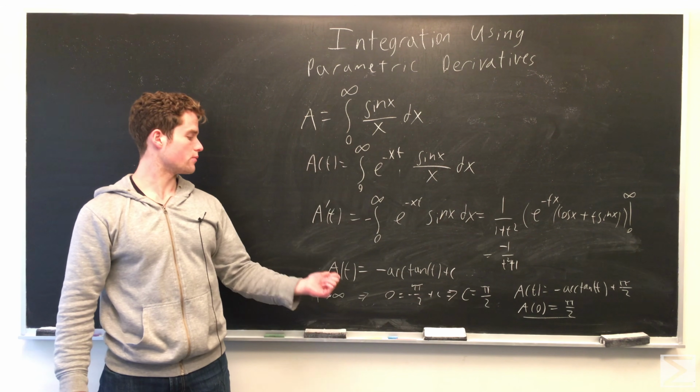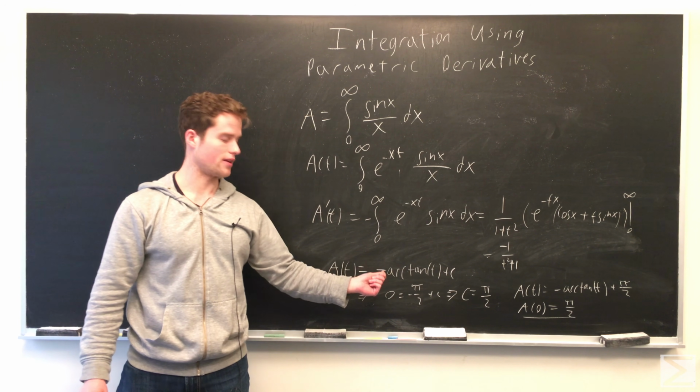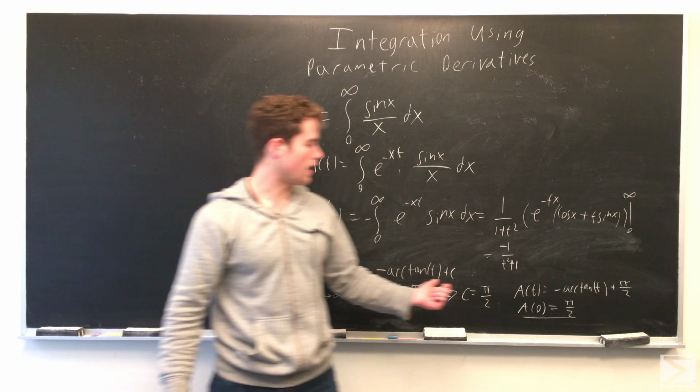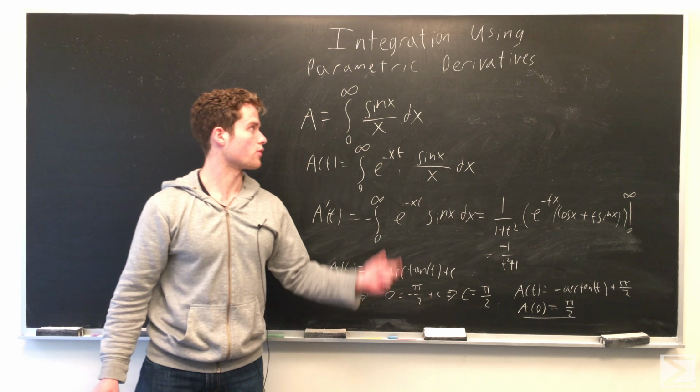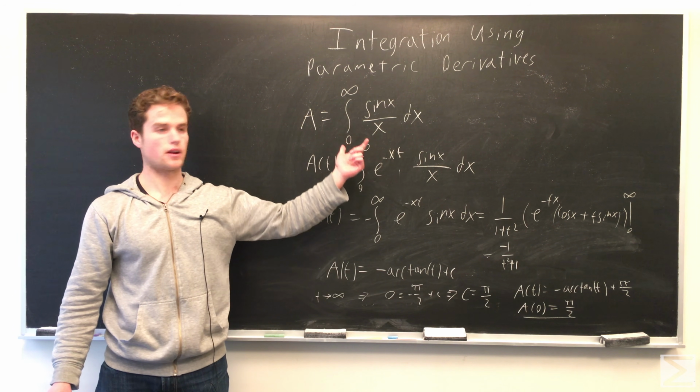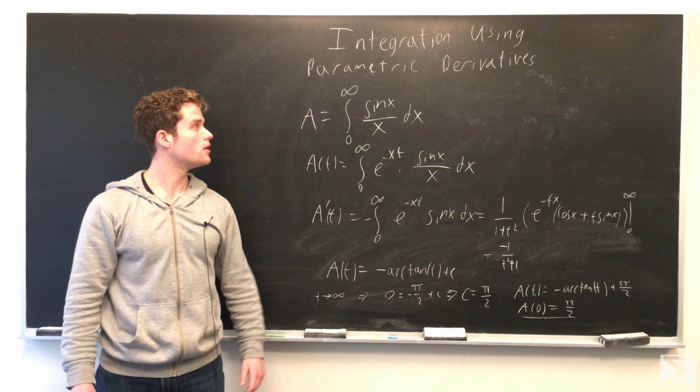Our original integral we get by plugging in t equals 0. Arctan of 0 is just 0. And so we get a of 0 equals pi over 2. So this integral from 0 to infinity of sine x over x dx equals pi over 2.